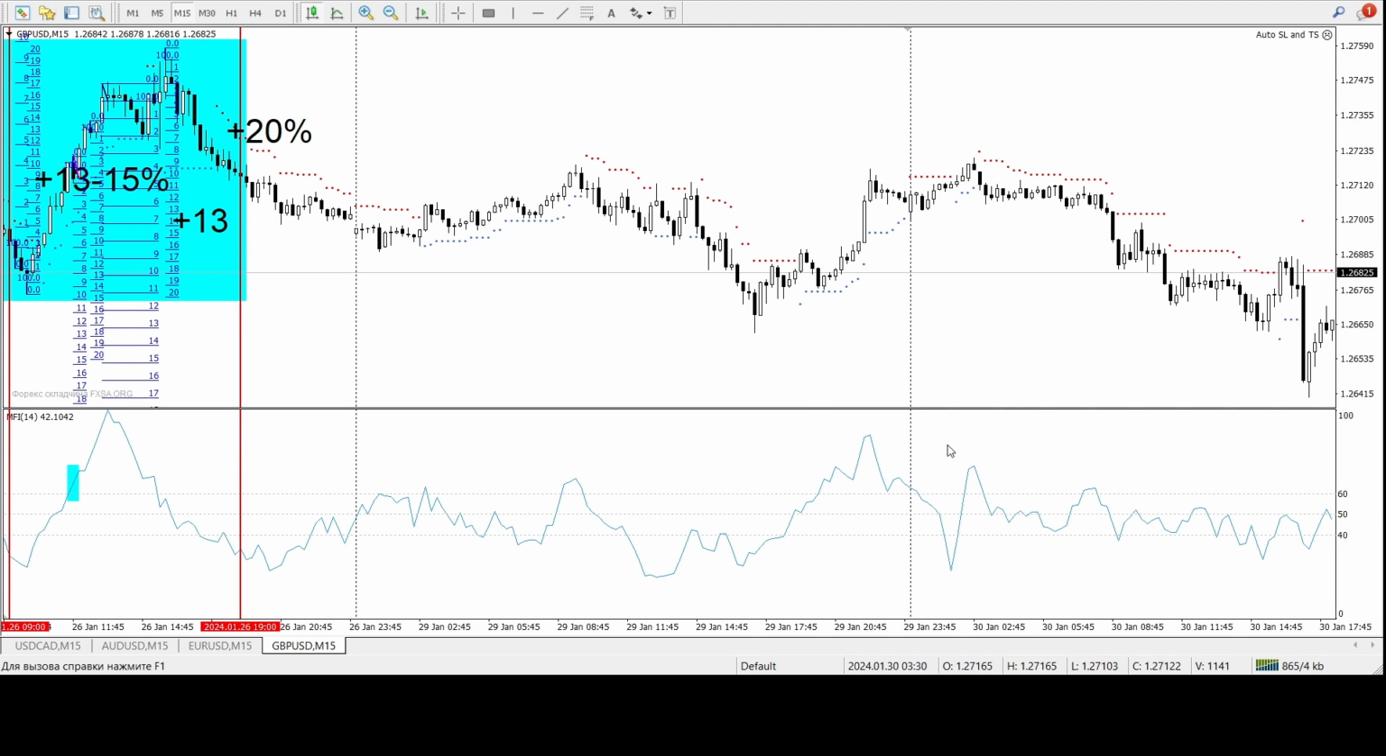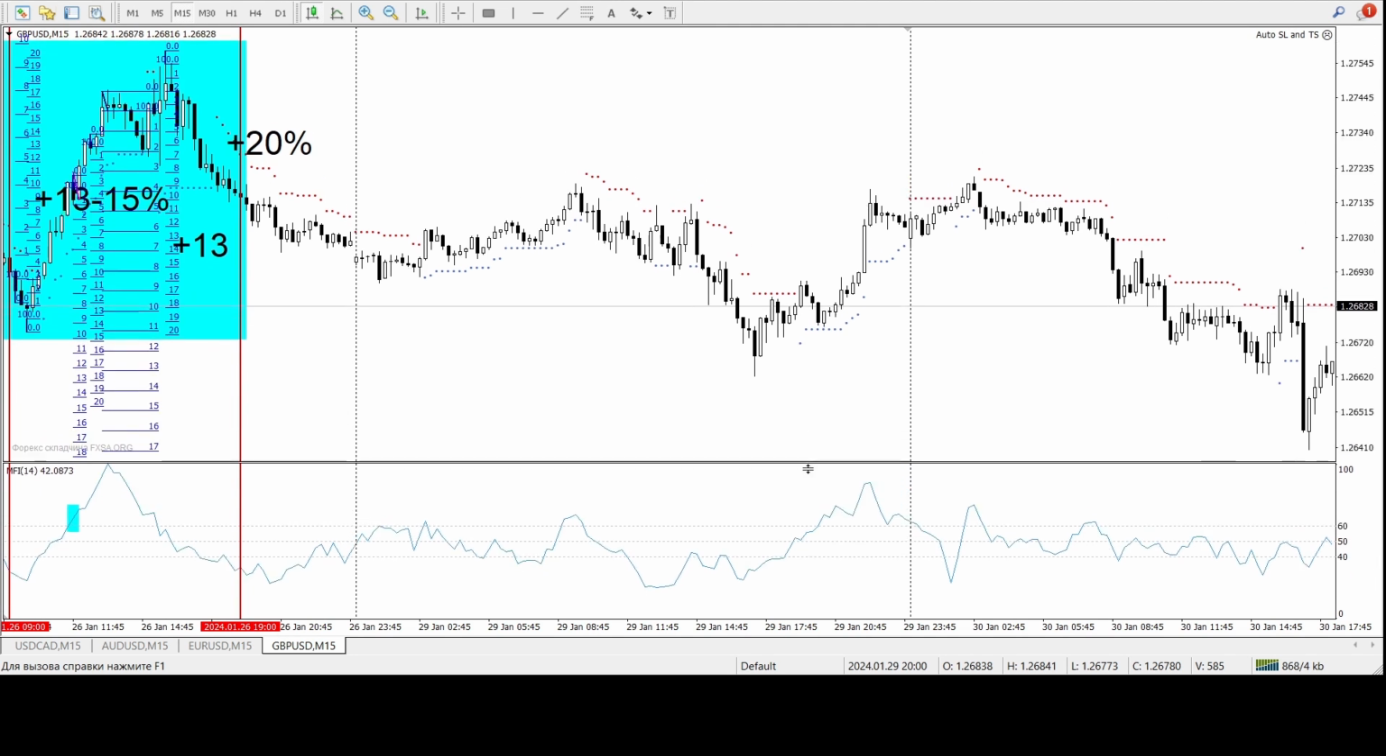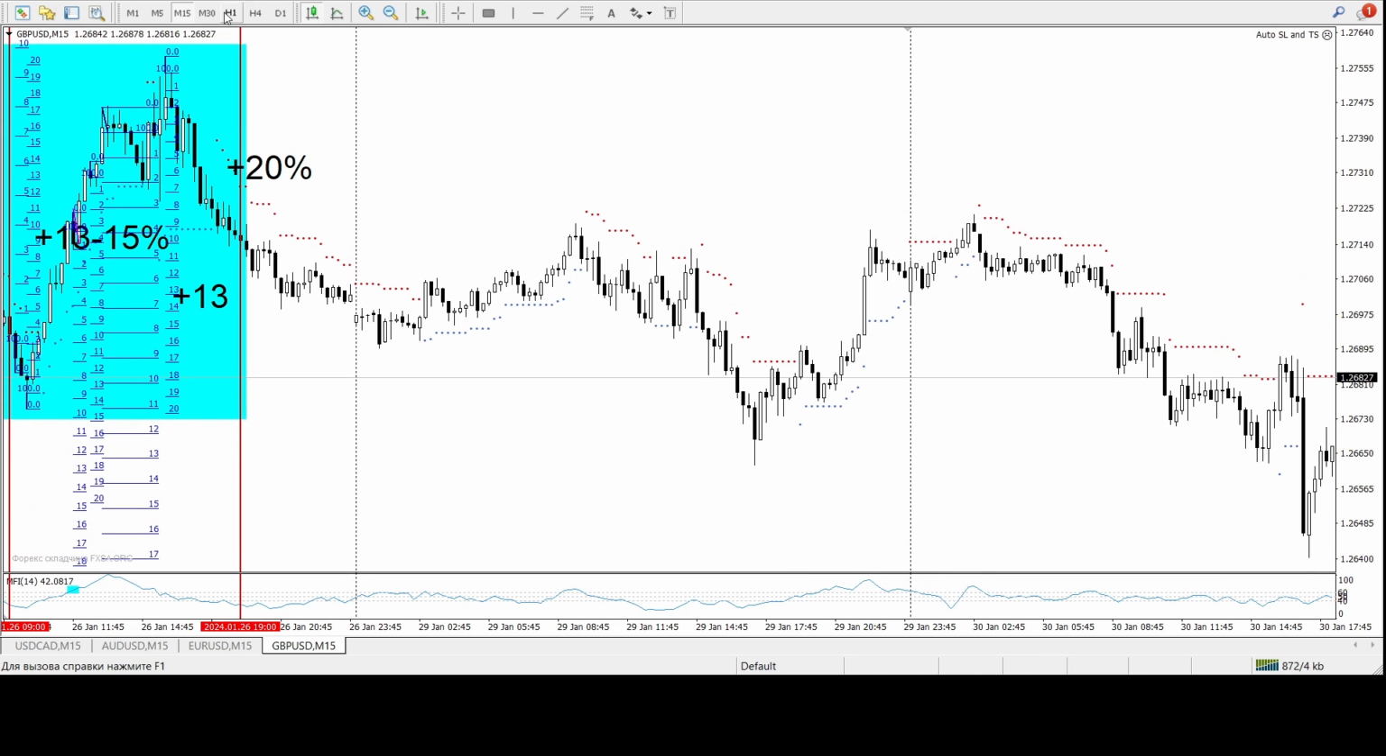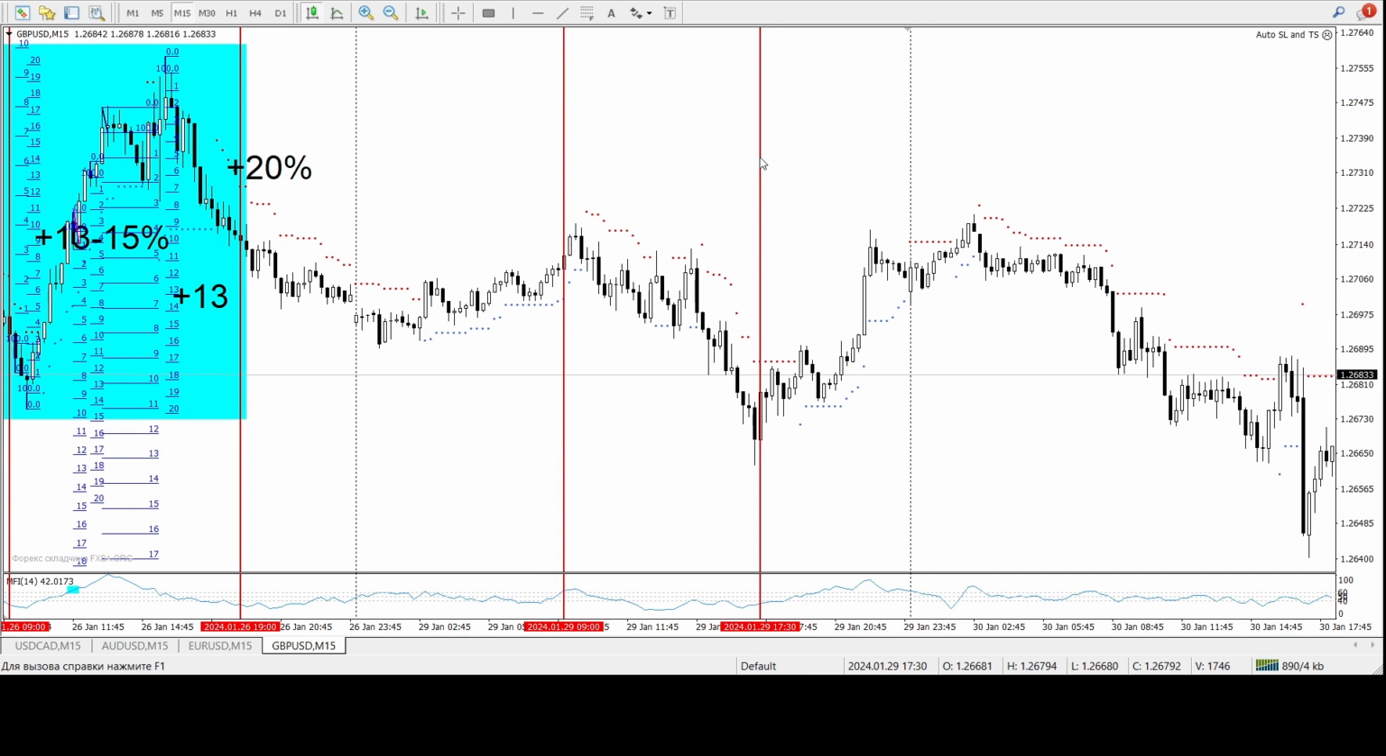Levels 60, 50, 40. At the beginning of trading, the movement starts from 9 o'clock, approximately 19. Let's set it to 19. This is our interval on which we trade.